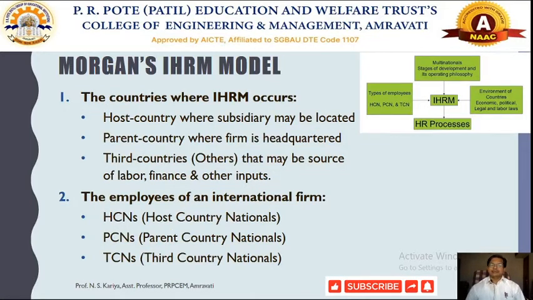So by means of considering Morgan's IHRM model, there are a total of three aspects that have been considered. The first one is the different kinds of countries. Let us see what exactly these different kinds of countries are. The first one is called the host country, the second one is called the parent country, and another one is called the third country.